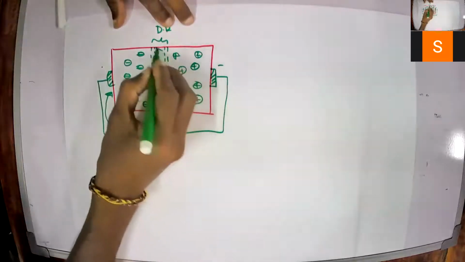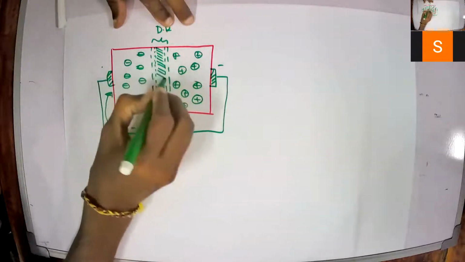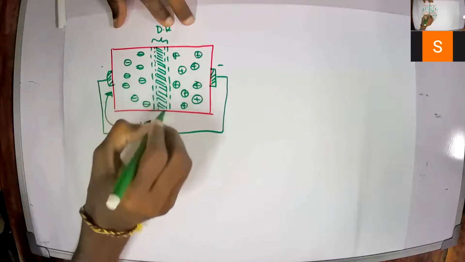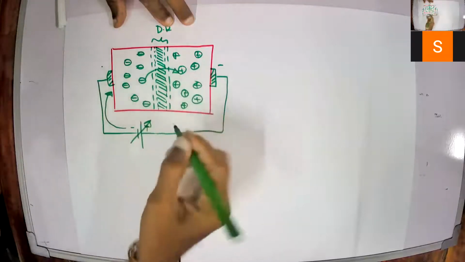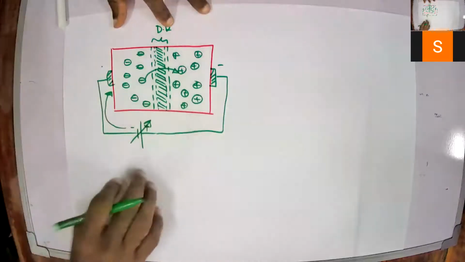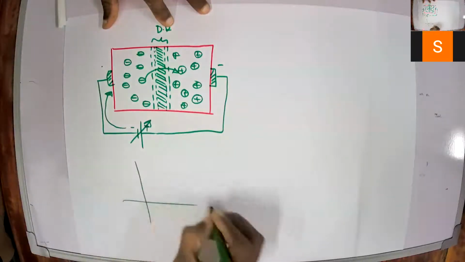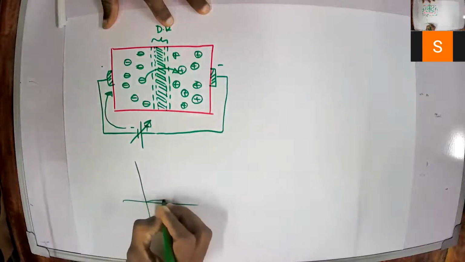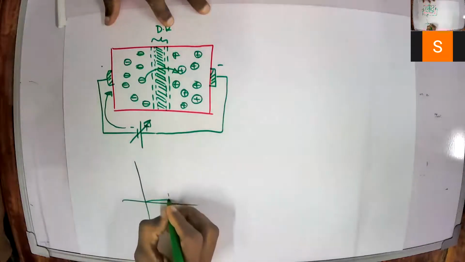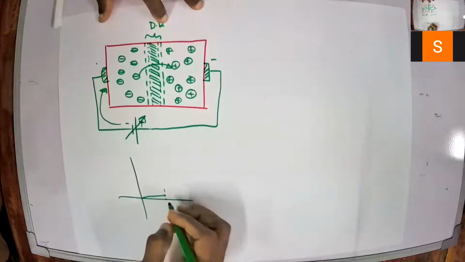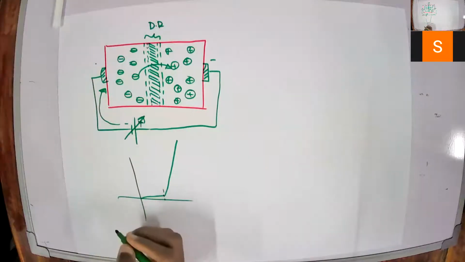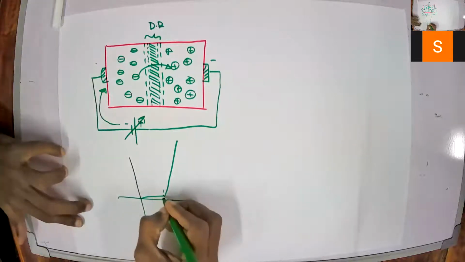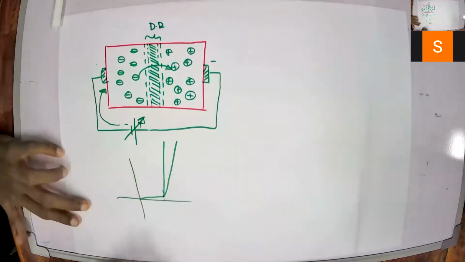At one stage, when the depletion region is small enough that the electrons can jump from this side to the other, there will be a huge current. Right? So if you draw the IV characteristic, until this point the depletion region will get narrower, and then suddenly current starts flowing. There will be a sudden increment, something like this.